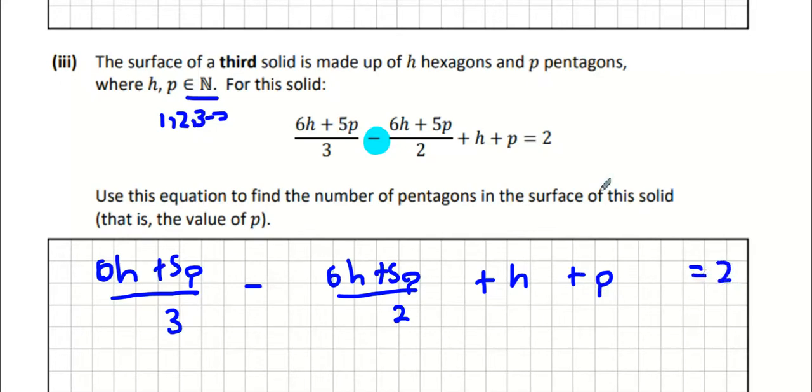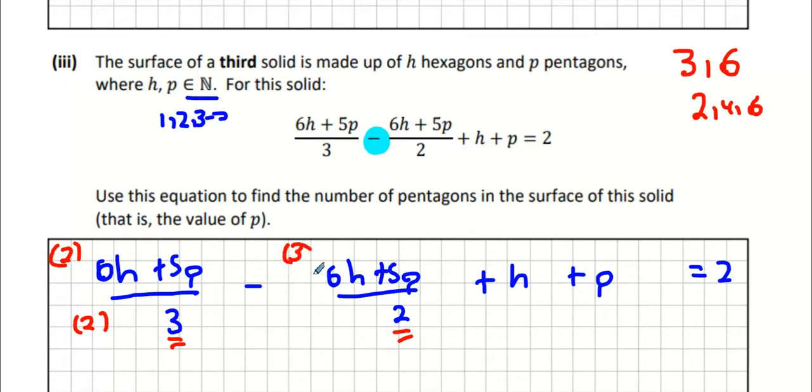Okay? Here's what we're going to do. We're going to look at 3 and 2. And what we're going to say is that the common denominator between 3 and 2 has to be 6. So we're going to turn them into 6s. Going to multiply the top and bottom by 2 here. Going to multiply the top and bottom by 3. Now, the only thing about that is that this minus actually makes that a minus 3.